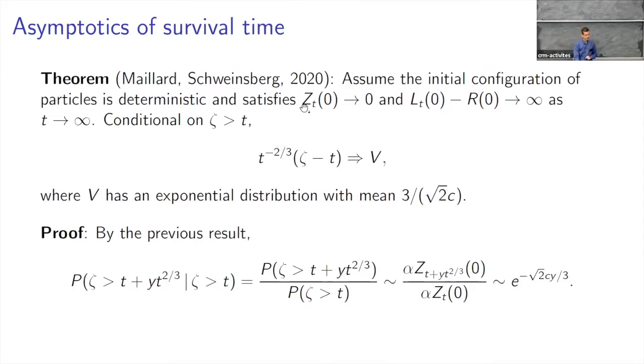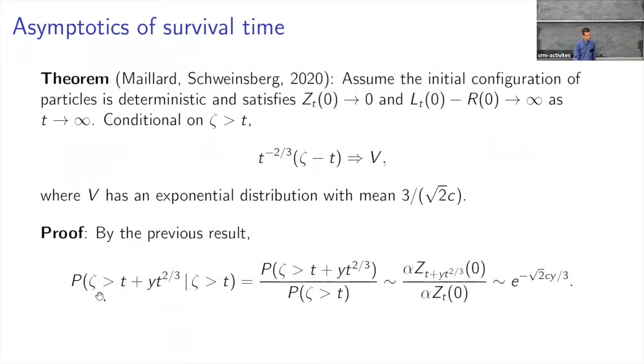So let's assume that z_t(0) is converging to 0, so that survival until time t is unlikely. And again, we assume that no particle starts out too close to the right boundary. Then, conditional on the event that the process survives until time t, the amount of time past time t for which the process survives is of the order t^(2/3). More precisely, t^(-2/3) times (ζ − t) converges in distribution to an exponential random variable. The proof of this result is sufficiently simple that I chose to sketch it here.